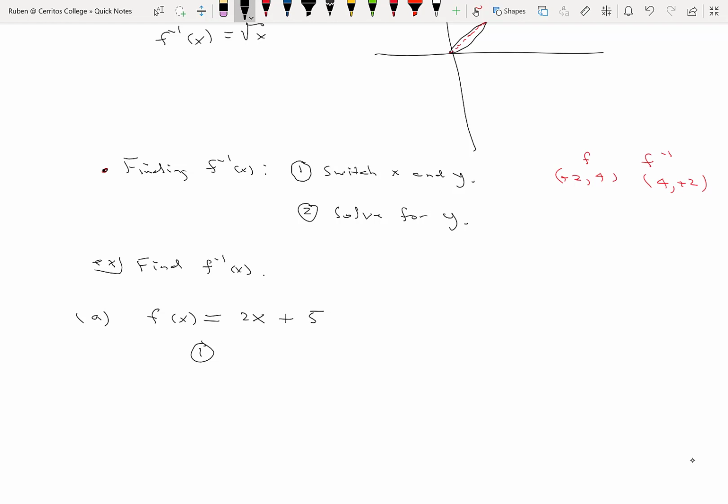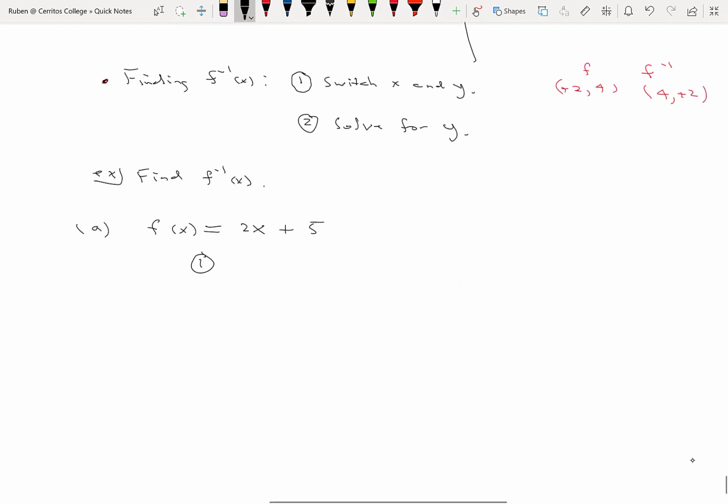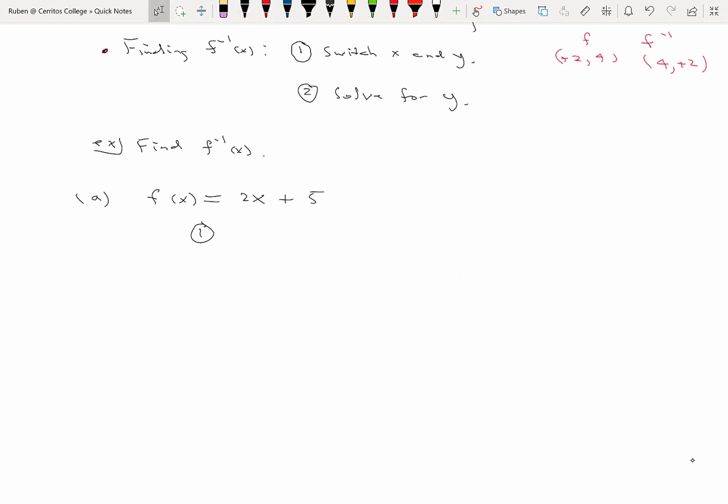We don't have to worry about it. Let's use the process for finding the inverse to determine the answer. Step 1, switch x and y. Well, we can't switch x and y if there's no y to switch. So remember, f of x is another fancy way of saying y. So now switch x and y. So x equals 2y plus 5. Step 2, solve for y.